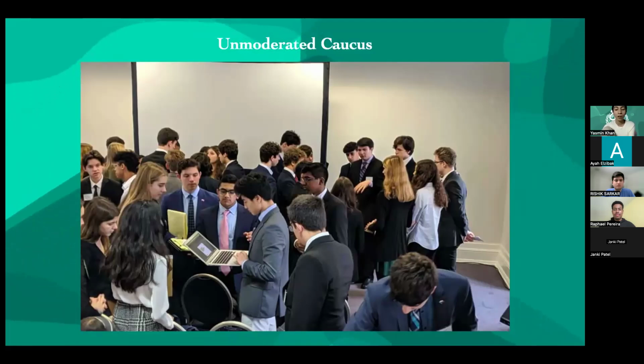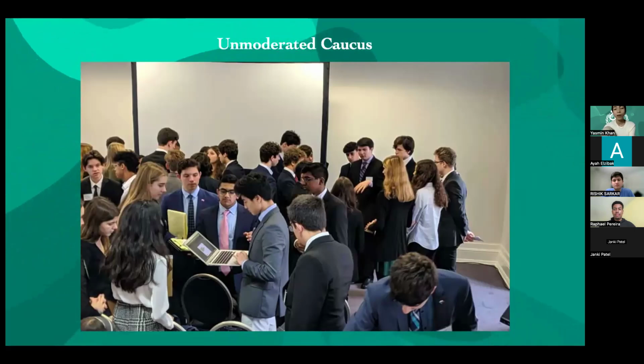So that's what an unmoderated caucus is, the complete opposite of the previous one. Very much less formal, and people are just talking freely. So those are moderated caucuses and unmoderated caucuses.